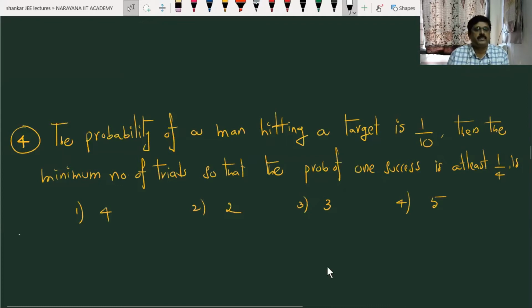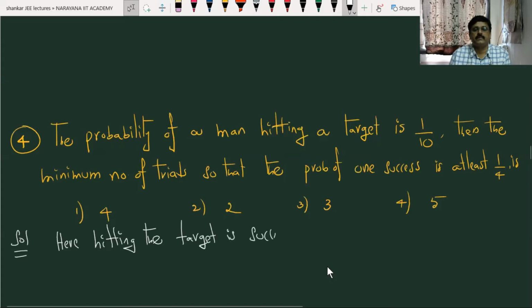So students, how to crack this problem? Carefully you watch. So here, hitting the target is success, students. So P is equal to, already the probability of success is given in the data itself. P is equal to 1 by 10. Obviously, Q is 9 by 10.